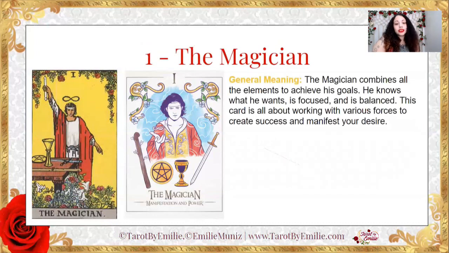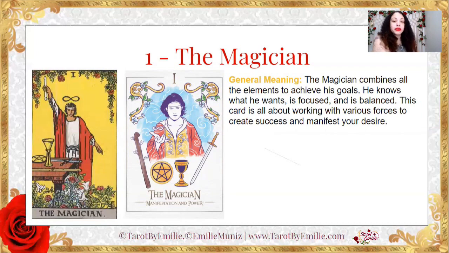So let's look at the general meaning of the Magician. When you pull out the Magician, what does it mean? The Magician combines all the elements to achieve his goals. He knows what he wants, his focus and his balance. This card is all about working with various forces to create success and manifest your desire.